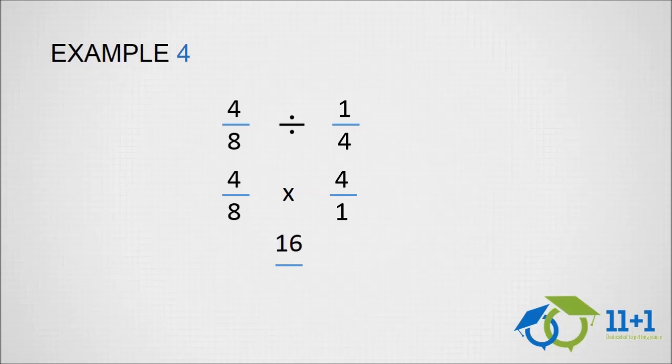4 times 4 is 16, and 8 times 1 is 8. Okay, now we can simplify this. 16 is divisible by 8 to 2, and 8 is divisible by 8, which gives 1, and 2 divided by 1 is 2.